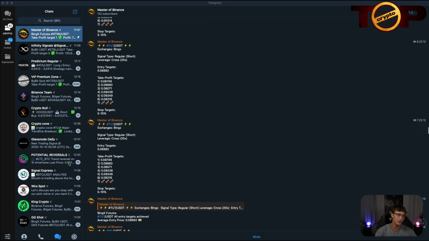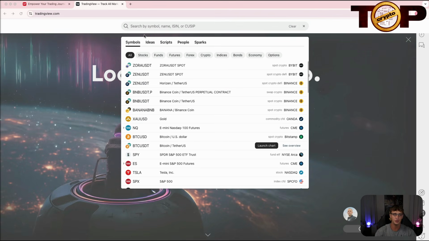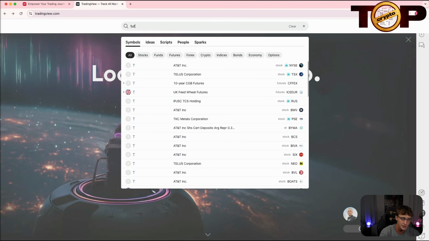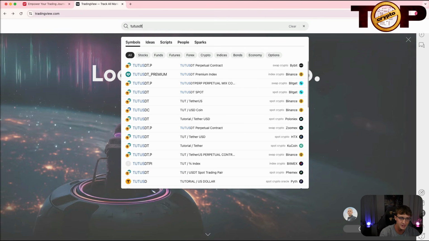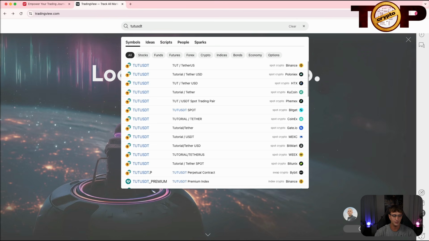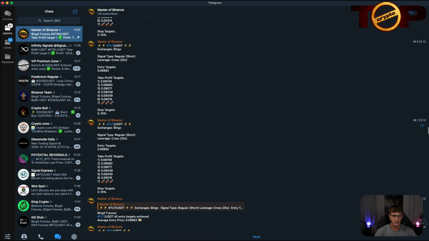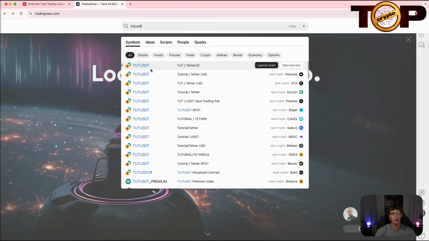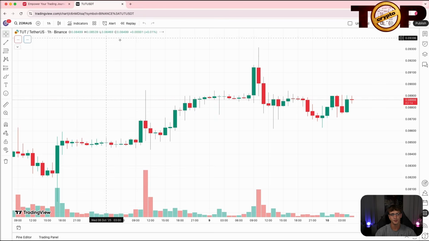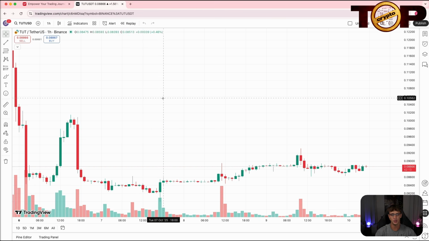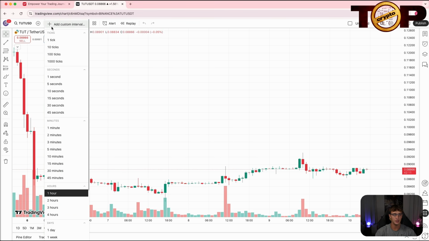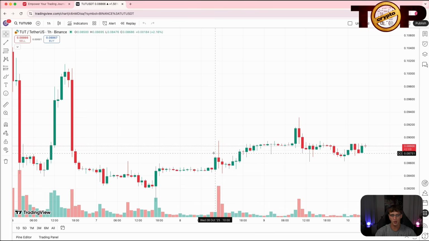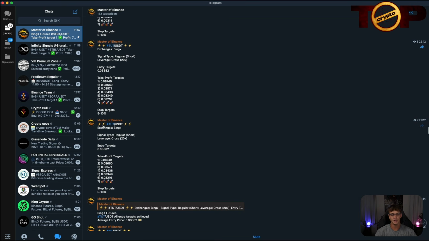All we have to do is go to TradingView, type in TUT to USDT, and they also gave us that it should be BingX. We'll go into here, click on TUT to USDT, and it will launch the chart for us. I'm going to change it to 1 hour, and we'll go through this very quick and simple.